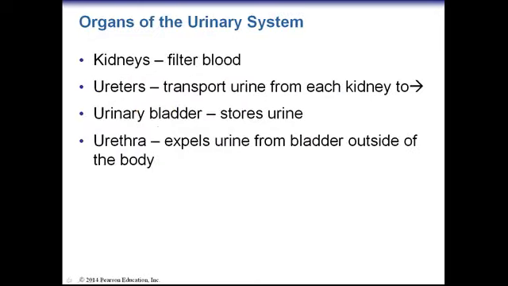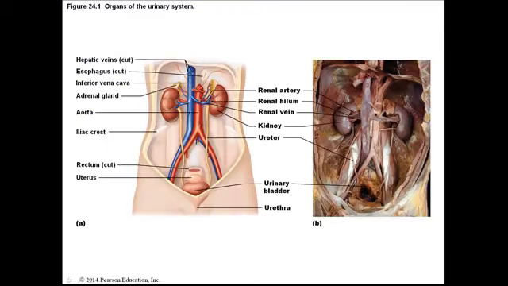So the organs of the urinary system are, as you probably know, the kidneys. The kidneys filter the blood. The ureters transport the urine which was formed from the kidneys to the urinary bladder, which stores the urine, and it's expelled through the urethra outside the body.